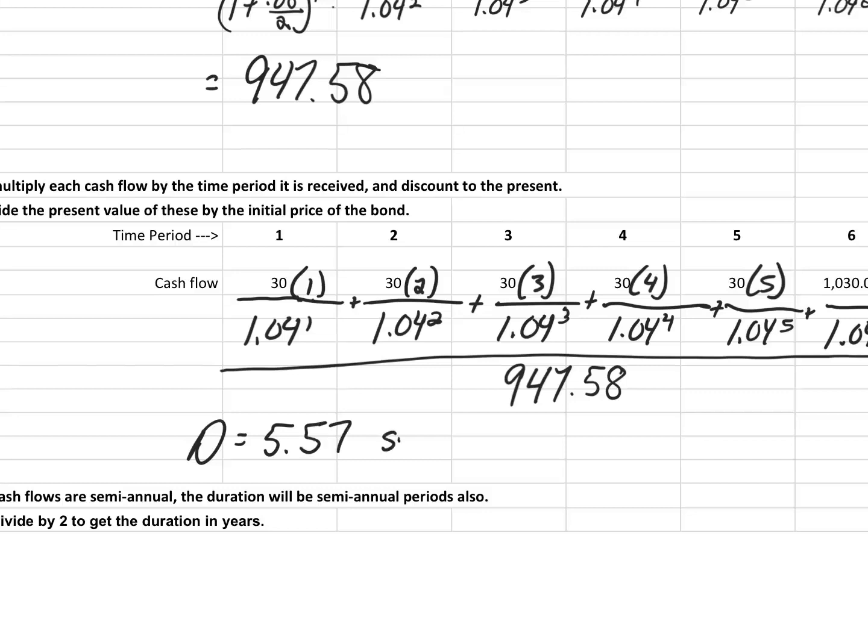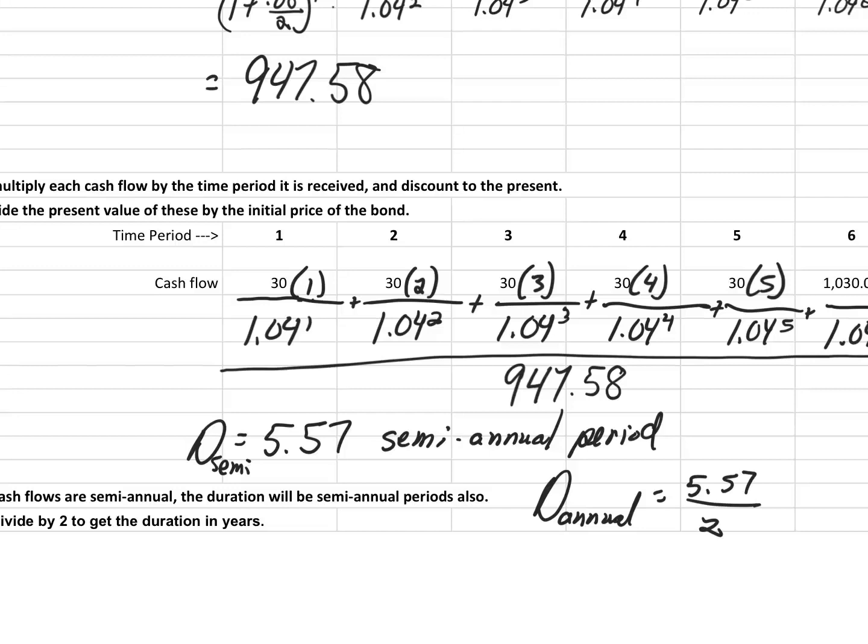However, this is semi-annual periods because we have semi-annual cash flows. Each one of those periods is a half a year long. If we take that number, the annual duration, measured in years rather than in semi-annual periods, is just 5.57 over 2, or 2.78.